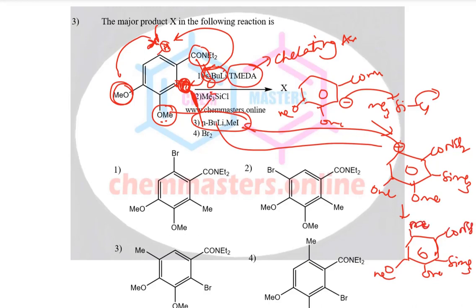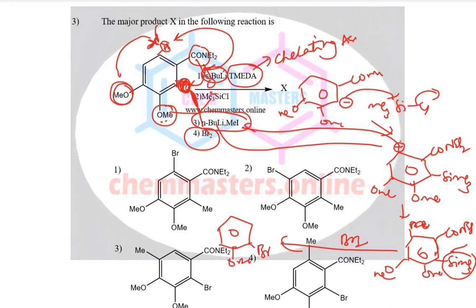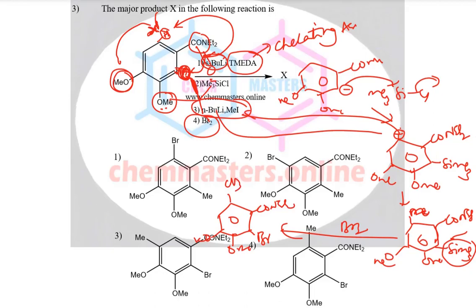And after this, the fourth step is bromination. That is, the trimethylsilyl group is substituted with bromine. Simply, silicon-bromine exchange is observed, or bromine can attack on silicon and further replacement of the trimethylsilyl group takes place, to produce the final product with bromine. Here is a methoxy group, here CONEt2, and here is a methyl group. This is the final product. You can see the fourth option is the correct answer.